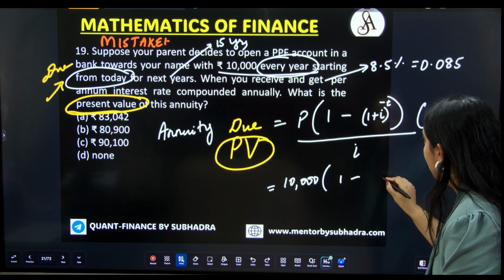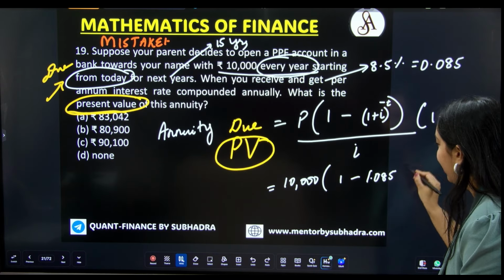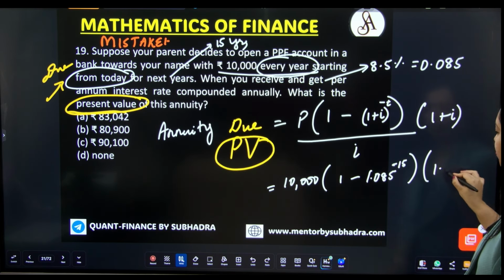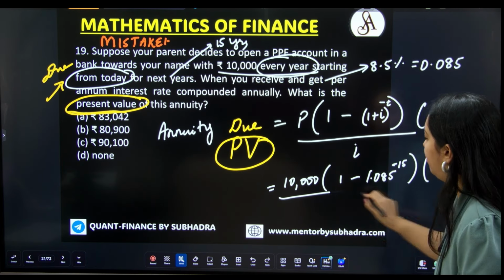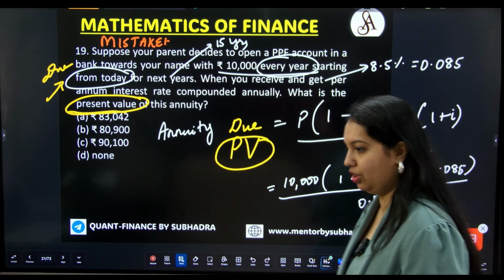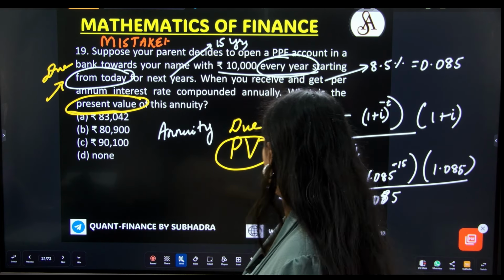So it is 1 plus this. So 1.085 whole to the power of minus 15 into 1.085 divided by 0.085. Let's start this calculation on the calculator. You can do it along with me. Very important question. Have a look.